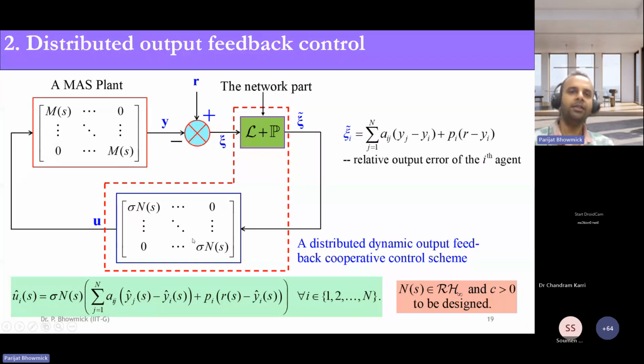Okay. So when we go to the design part, we have to learn that, given a multi-agent system, that means the agent dynamics M is known to us, and the network matrices L and P are also given, how can we design this N(s)? That is actually the design problem. The first rule should be that N(s) must be asymptotically stable. So theoretically, we write that it must belong to the space RH infinity, and the sigma here is the scaling or tuning term, which must be positive.